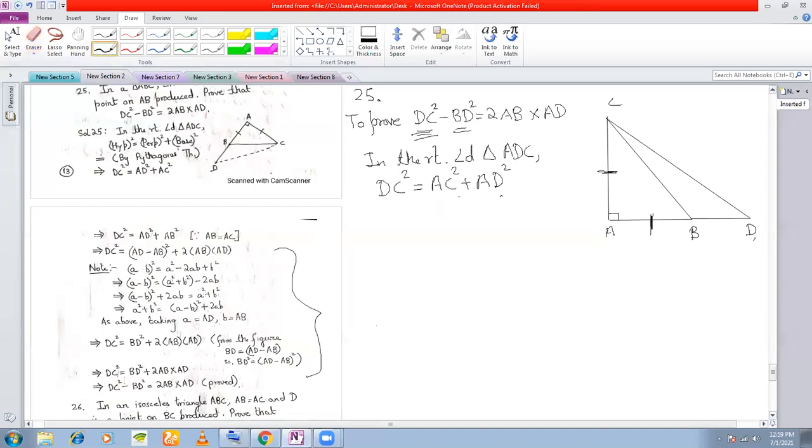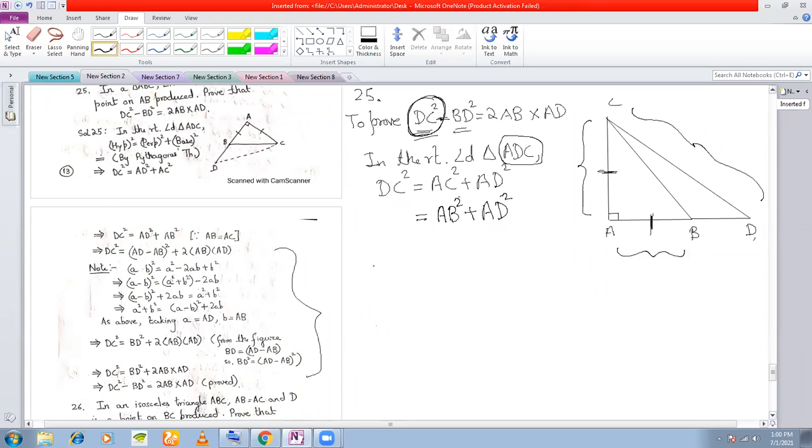Now see, coming back to this. You have a DC square in the proof, right? DC is the hypotenuse here. So we'll start with DC. DC is the hypotenuse of which triangle? The bigger triangle, ADC. So DC square is equal to AC square plus AD square. Now we'll utilize the given information: AC is equal to AB. So instead of AC, we can put AB because they are equal. Till this part, it is clear?